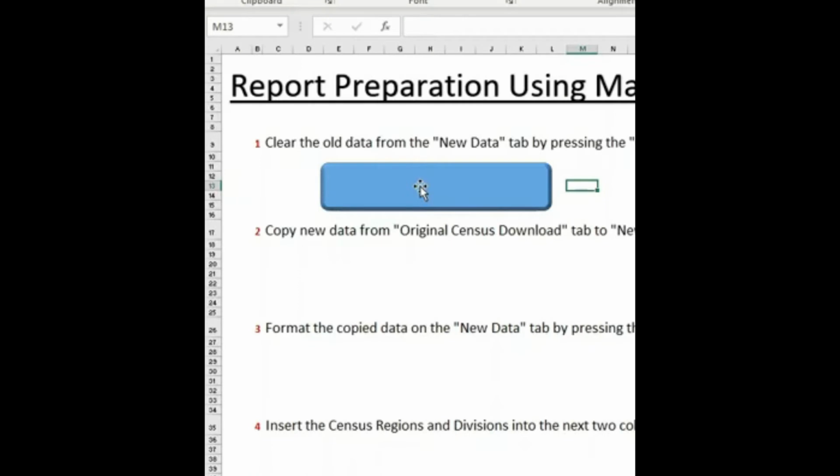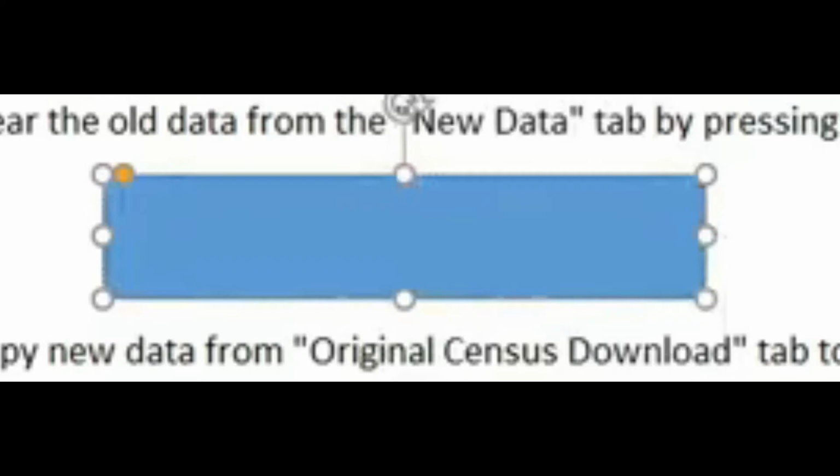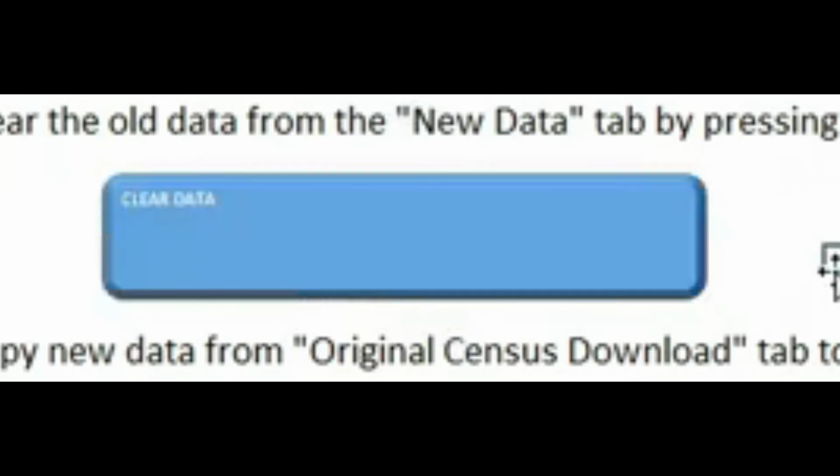Then what we're going to do is write the name Clear Data on this shape, which will become our button. So we're going to right click, go to Edit Text, and in all caps, we're going to put Clear Data. Then we're going to click outside.